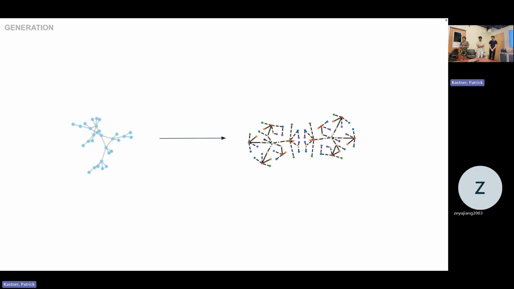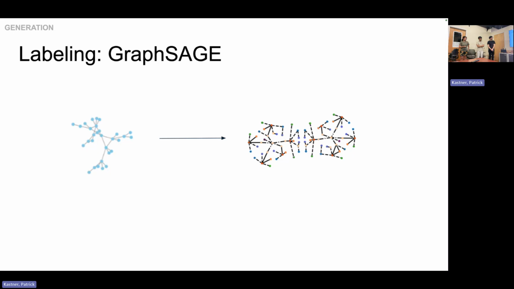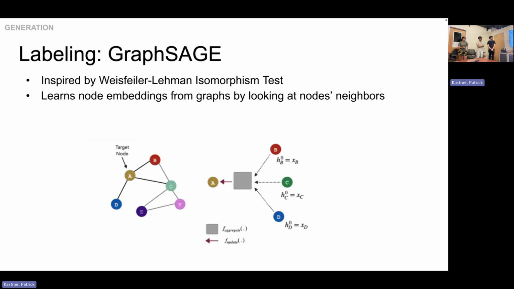They don't really have any features, so you can't tell which node is a room. The next step here is to try to give each of these nodes some label, right? For that, we're using GraphSAGE. What GraphSAGE basically does is it takes all the neighbors and the features of the neighbors, and then it learns some function to create a node embedding for the target node.